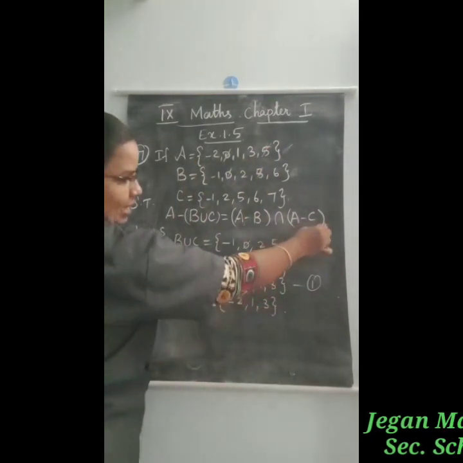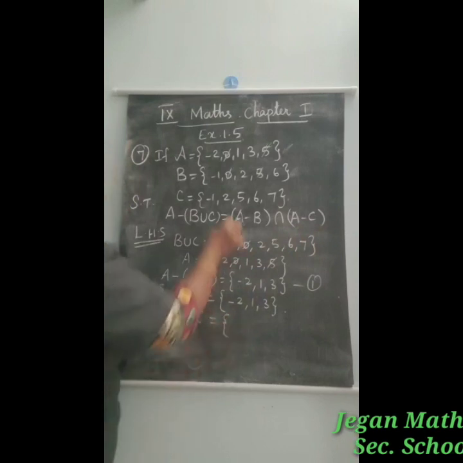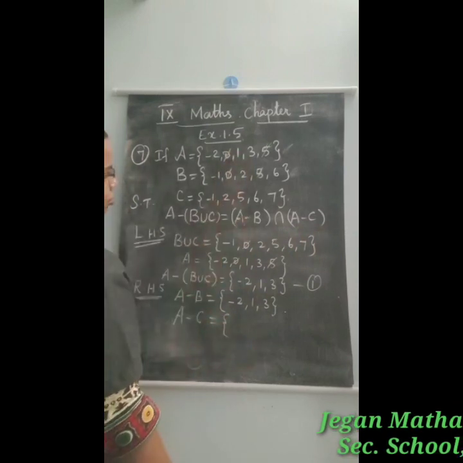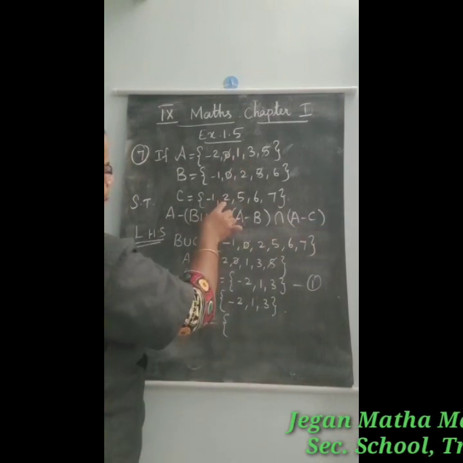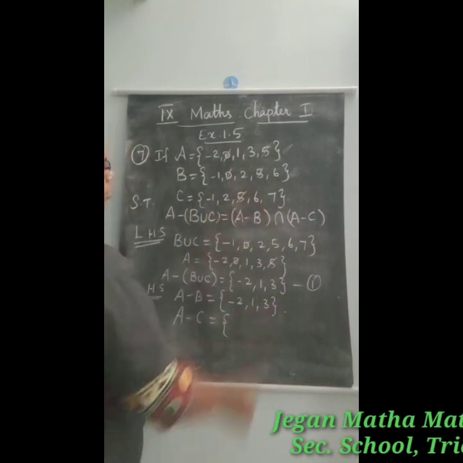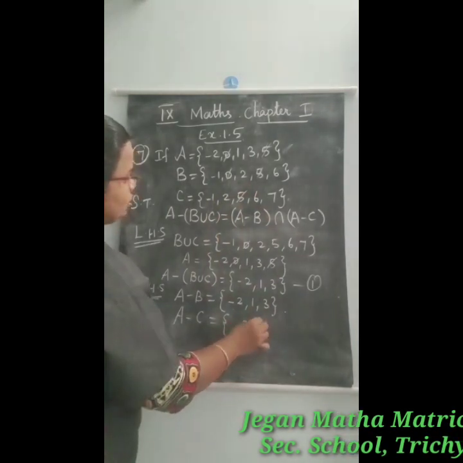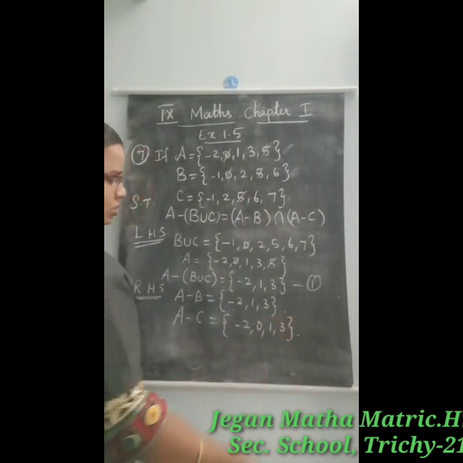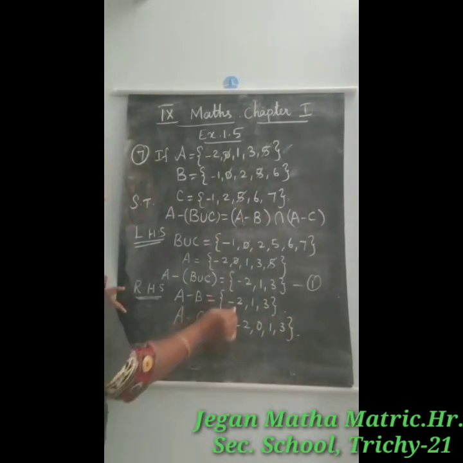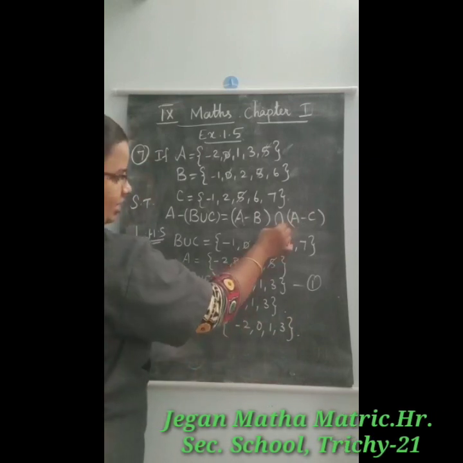And the next term is A difference C. So you have to write A difference C. A and C, you have to find out which one is the common element, that is 5. That's all. So you have to write -2, 0, 1, 3.